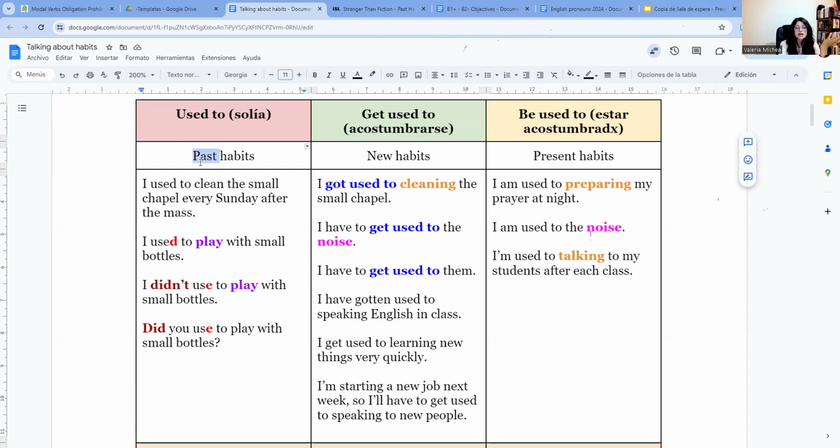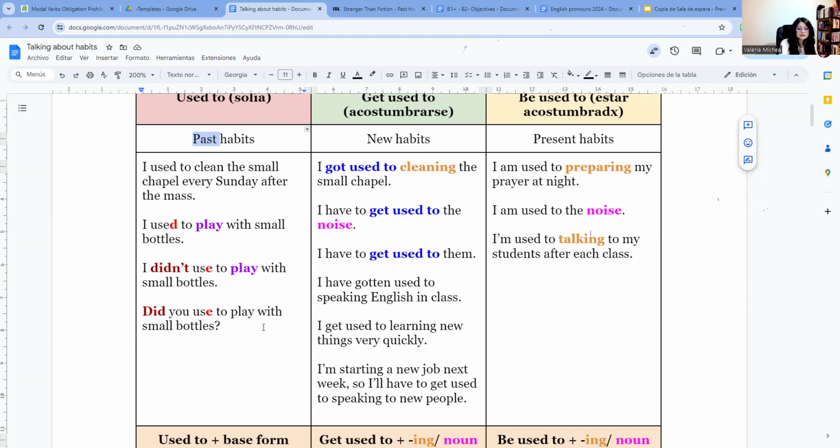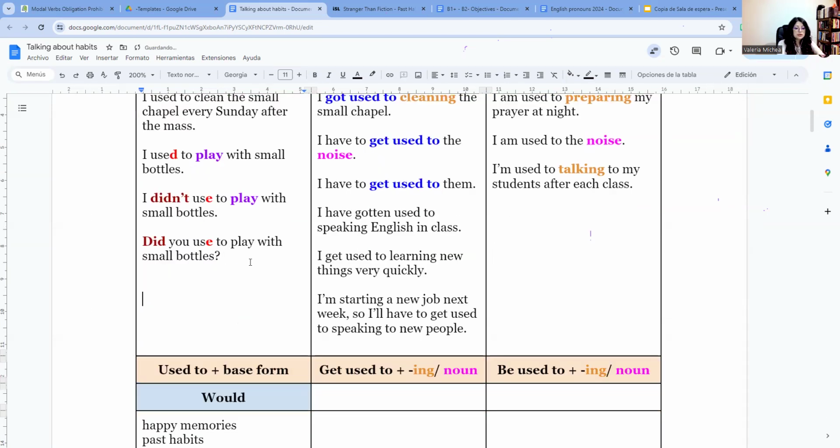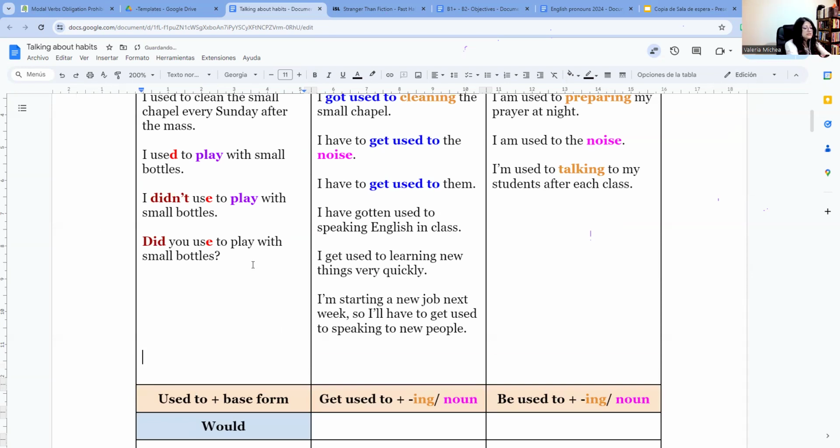Also, if it's a past habit and it doesn't happen anymore, I would say I used to talk to my students after each class before the pandemic. It was a habit. It's not anymore. I used to talk to my students after each class before the pandemic. All right, so let me write those examples so you can see them.